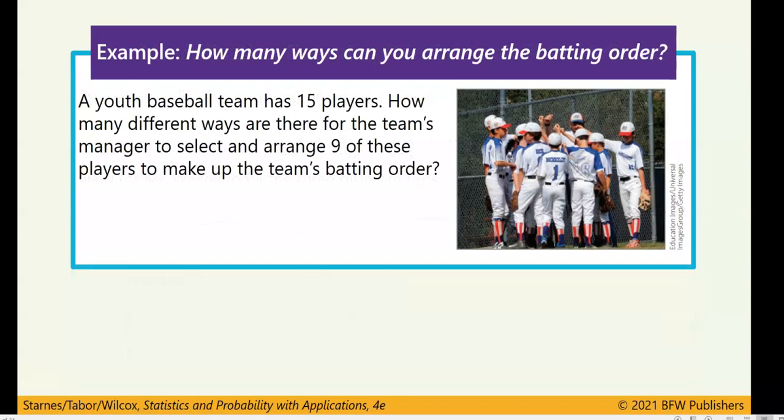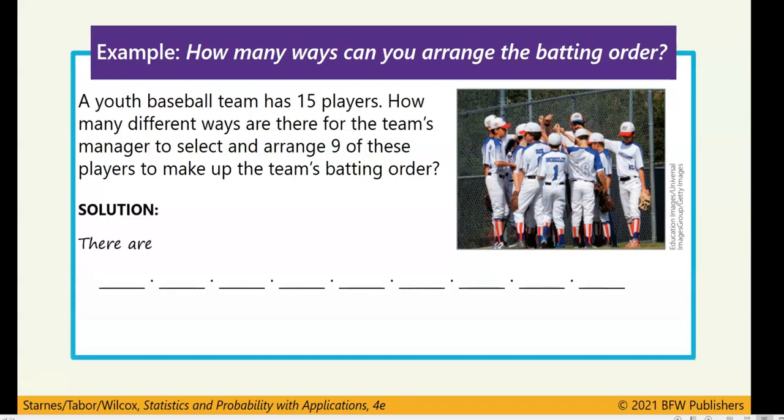A youth baseball team has 15 players. How many different ways are there for the team's manager to arrange 9 of those players in the team's batting order? Again, you're not arranging all 15 players, so it's not just a straight-up factorial. You're going to have to use nPr. Order is important. Which way you bat first makes a big difference in baseball. So it'd be nPr 15, 9.